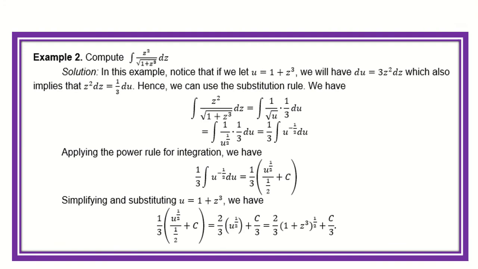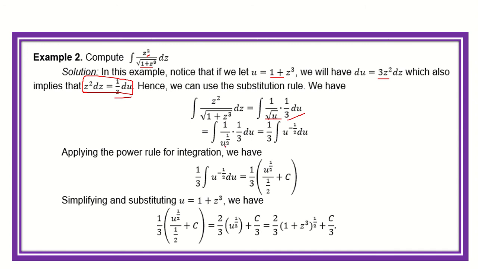Okay? So, example number 2, same as before. We have to use this one as the u. Okay. Then, compute for du. Since there is no 3z squared, we have to find dz. That is 3z squared dz, so z squared dz is 1/3 du. So it means this 1 over square root of u, and then 1/3 of du. Okay.